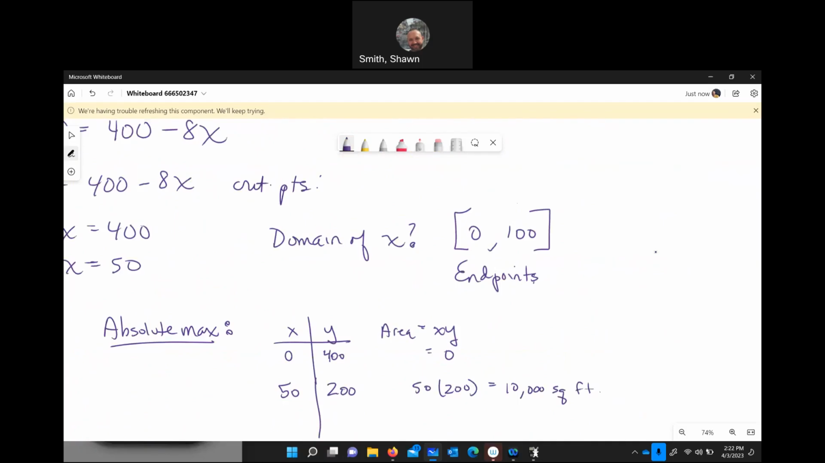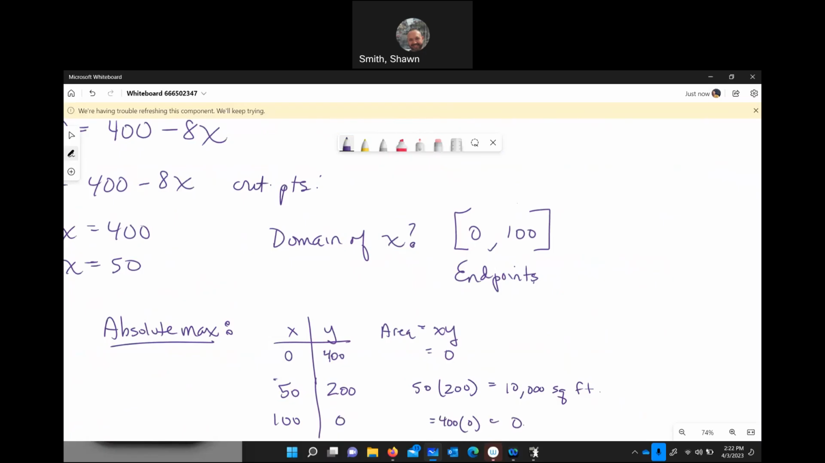I don't remember what the units were. And then I go up to the next endpoint, 100. If X is 100, Y was 0, so that's 100 times 0, which is 0, right?